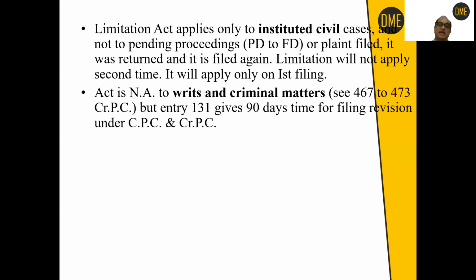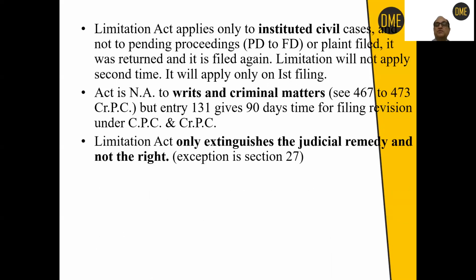But you see, entry 131 of the schedule attached with the Limitation Act gives 90 days time for filing revision. This revision may be a civil revision under CPC or it may be a criminal revision under CrPC. So 90 days time for filing civil as well as criminal revision is mentioned in entry 131 of the schedule attached at the end of the Indian Limitation Act. But normally the Limitation Act is not applicable to criminal matters and is also not applicable to the writ jurisdiction of the High Court and Supreme Court.